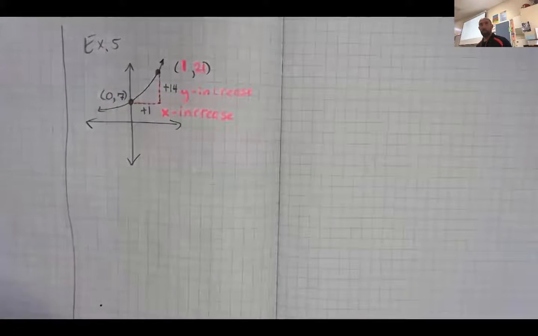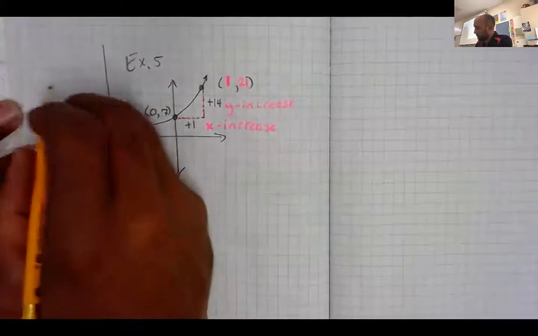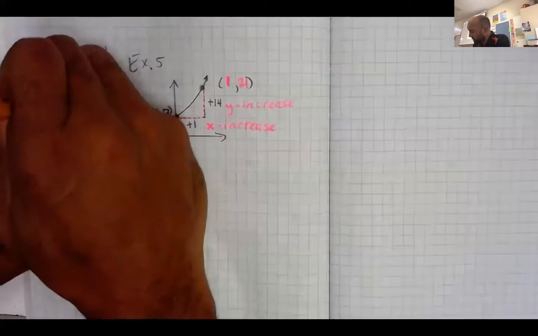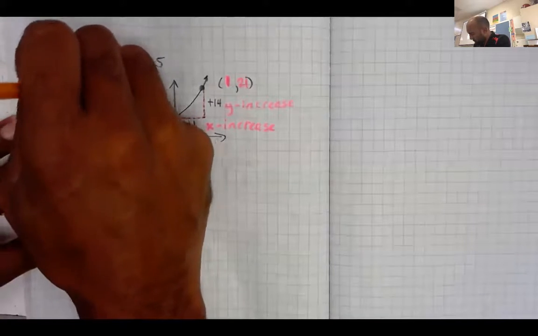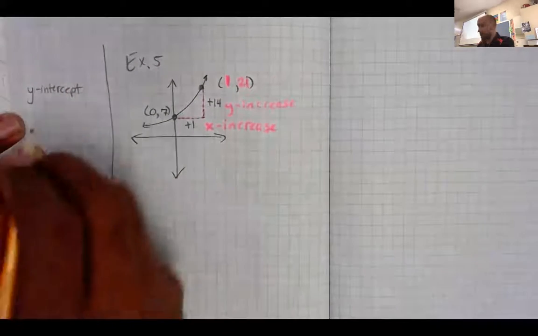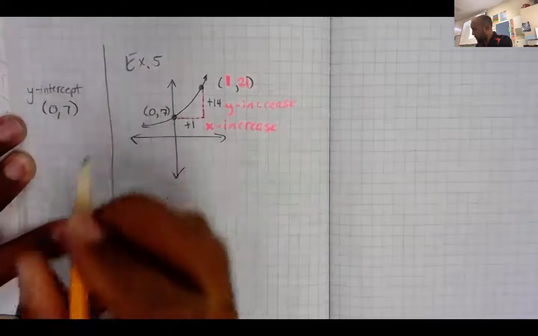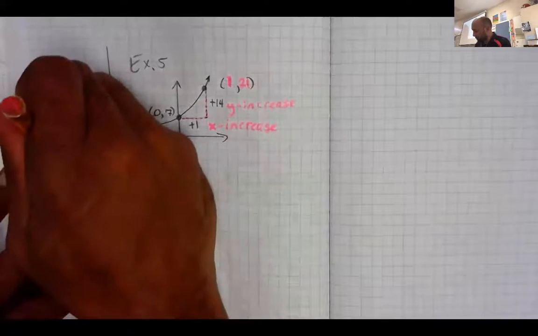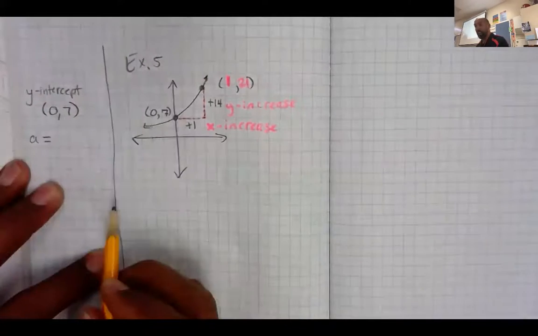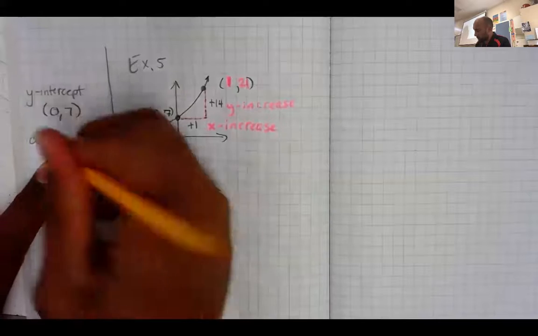Now, some of the questions will ask you for the y-intercept. Let's say, what is the y-intercept? Well, in this case, the y-intercept is 0, 7. Then it'll ask you what's the a value. Well, the a is just the y value of the y-intercept. They are the same thing.